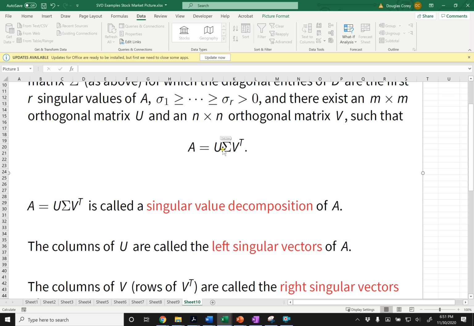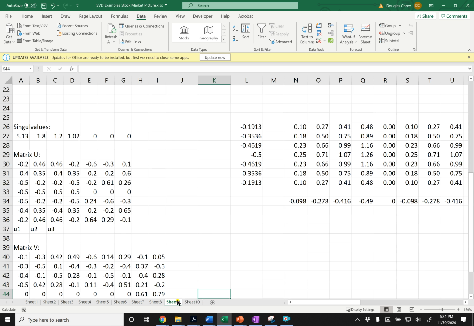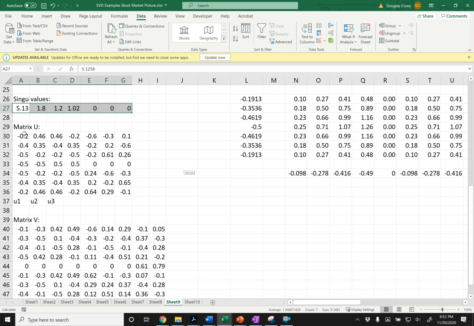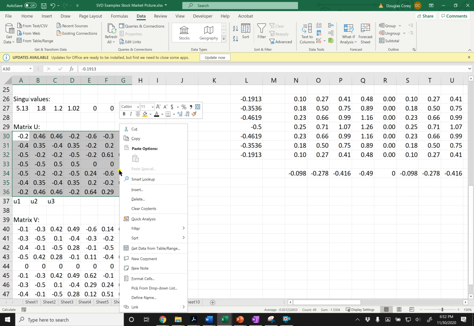So let's go back and try to write all of this and see how it looks in Excel. So we have the singular values here, and we have U. So here, I'll just copy U down here.